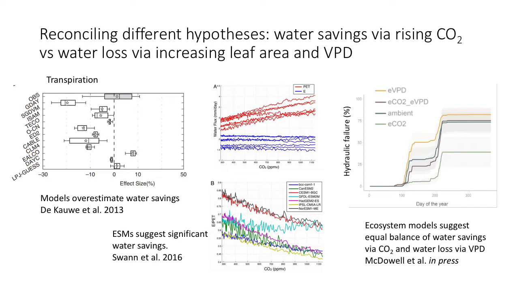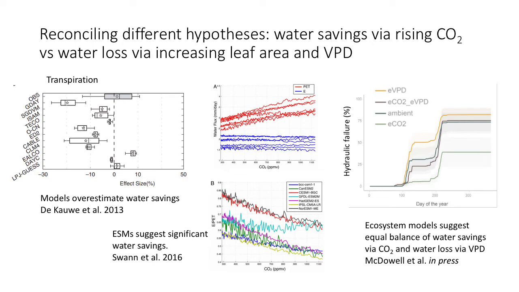So how do we reconcile the different hypotheses? One hypothesis being that water savings will occur via rising CO2. Another being that water savings will not occur, and in fact water loss will increase due to increase in leaf area and VPD. The figure on the left compares observations of transpiration between elevated CO2 and control plots at the Duke and Oak Ridge National Lab face sites, where you can see from the gray bar at the top that there was no significant impact of, or at least a very small impact of elevated CO2 on transpiration in those two studies.